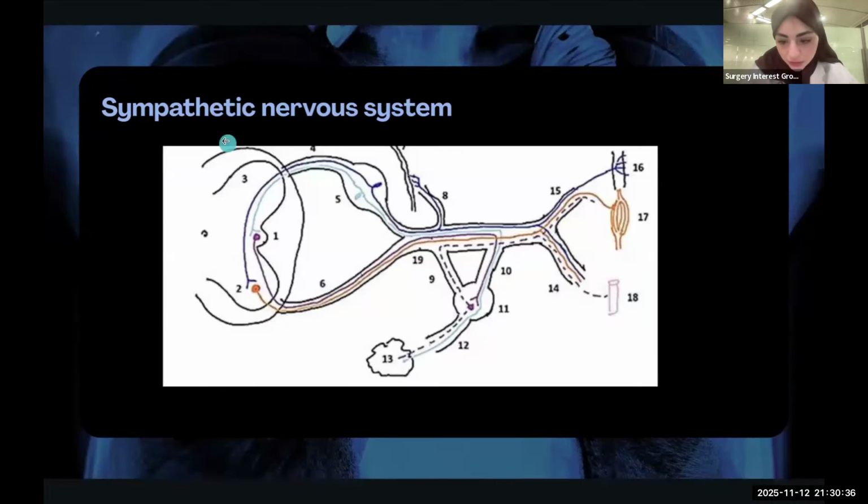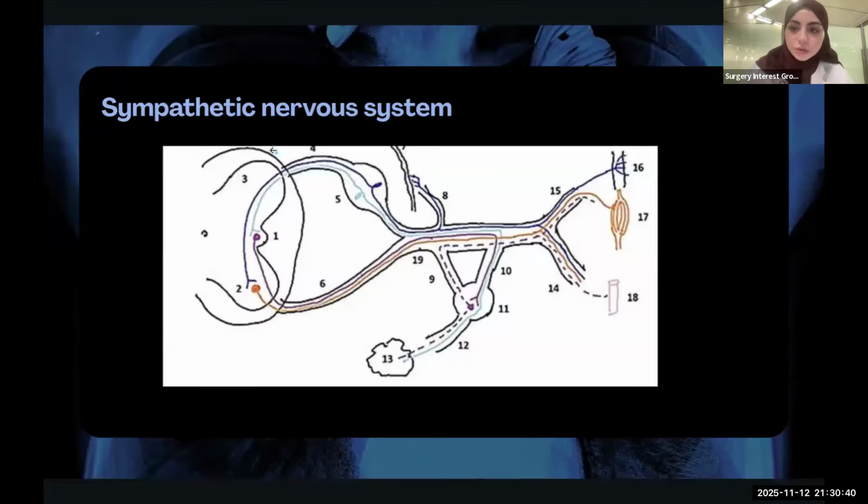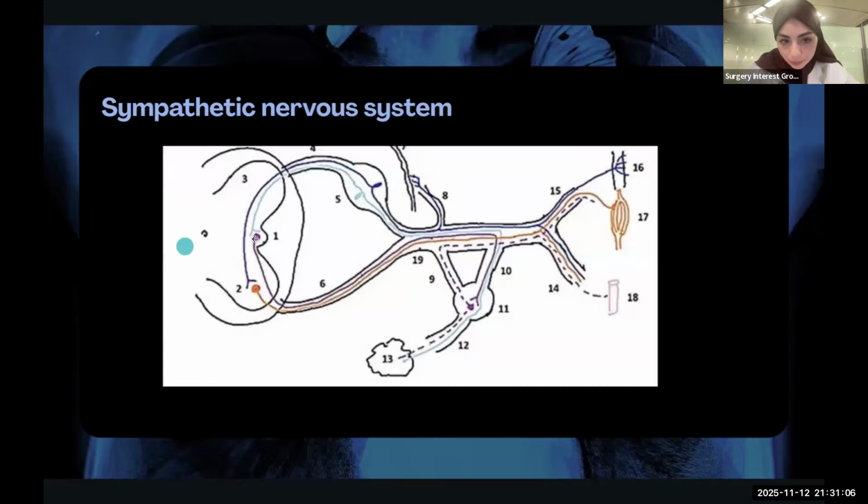Now, for the sympathetic nervous system, I want to go to the pathway of the heart and then explain it on the diagram just so that we don't lose track. So for the sympathetic pathway of the heart, we said that you're going to have a nerve for the autonomic nervous system. The general plan for how I want to innervate is going to be from the central nervous system. I'm going to start with the neurons located at the IML, the intermediate lateral horn. This is going to be it, okay?